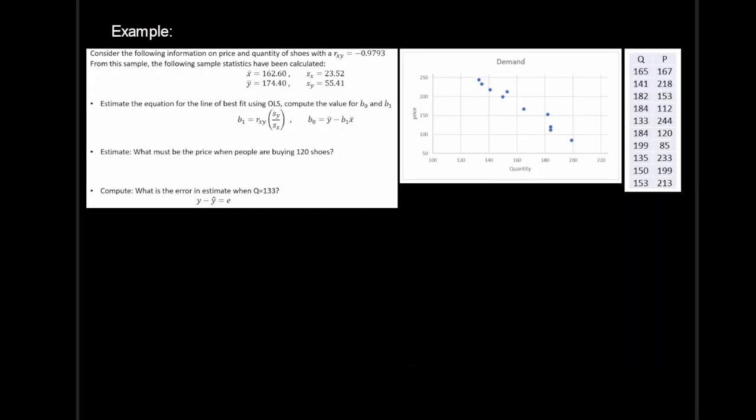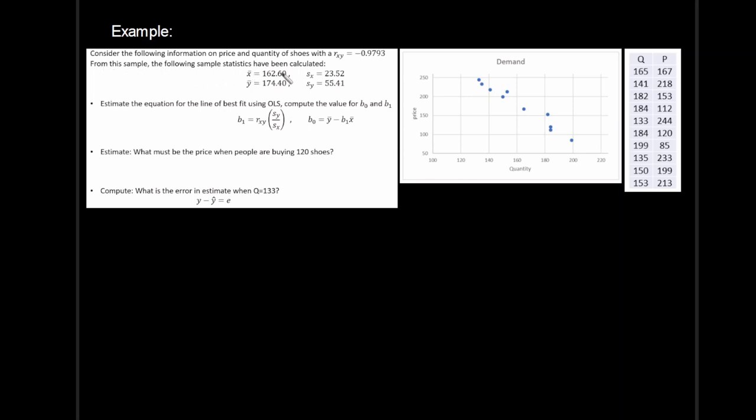Okay, let's take a look at another quick example here. This is, again, an example that might be reminiscent of what you'd see on either a quiz or a final. That is, we'd have just the following information. So in this case here, we have information on price and quantity of shoes, such that we have a correlation between price and quantity of -0.9793. So pretty strong correlation between these two. Negatively correlated, we can see that in the correlation value, but also we see that in our scatter plot as well, that these are quite tightly packed along a linear path and downward trajectory.